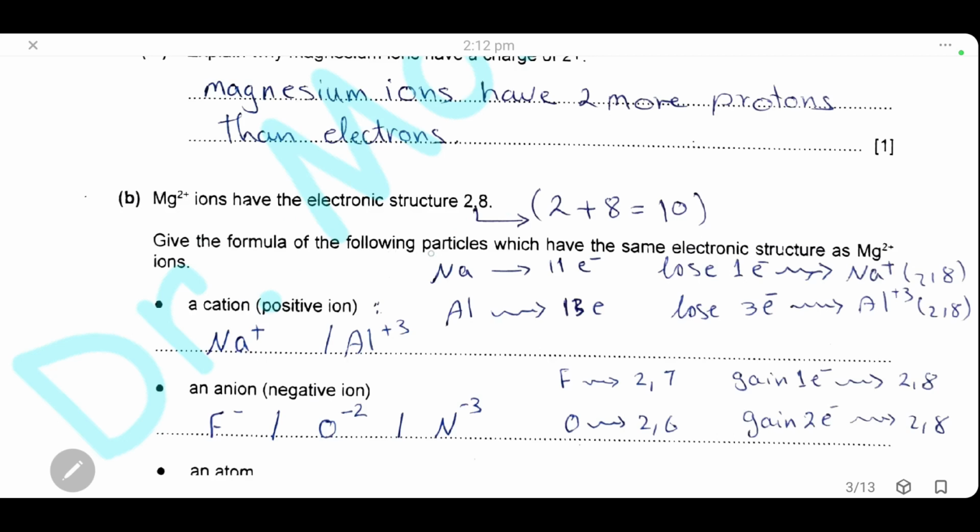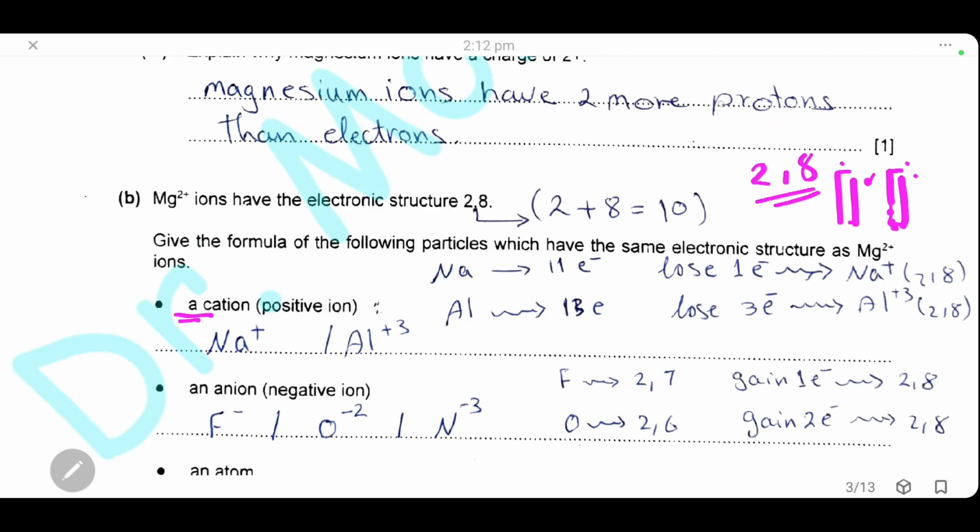Give the formula of the following particles which have the same electronic structure as magnesium. So we need another cation, which is a positive ion, with the same structure of 2, 8. Positive ion means it has lost one electron or more. So we will search for an element in group 1 or group 3, because magnesium is in group 2. These groups are metals. They form positive ions by losing electrons.